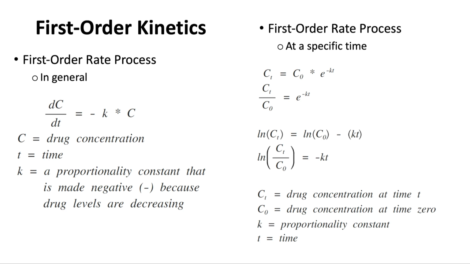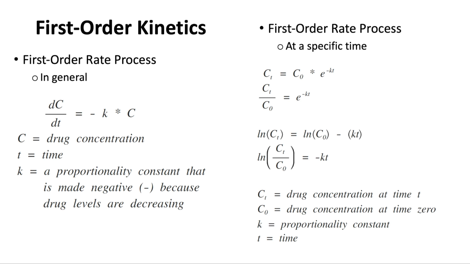It says that the concentration at any particular time, so CT stands for concentration at some time, is going to be equal to the initial plasma concentration. So C0 is a special concentration. It's the concentration at time 0, before any elimination has occurred. What was the initial plasma concentration? C0 times e to the negative kt.